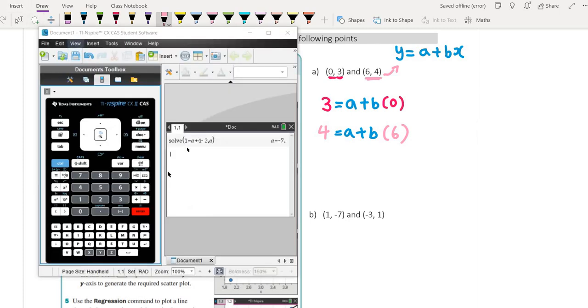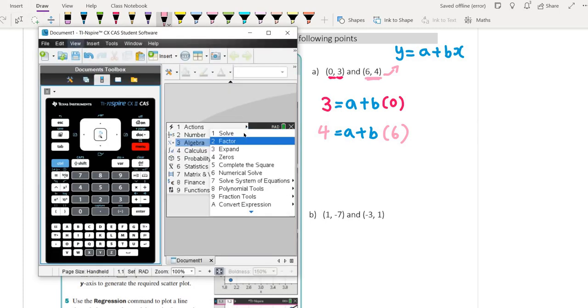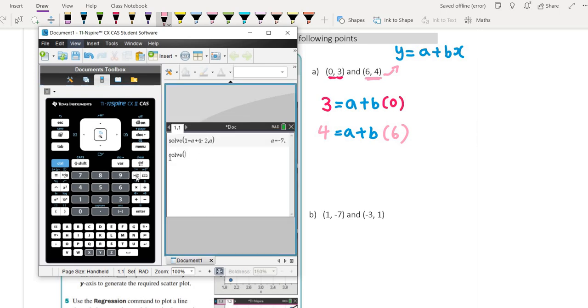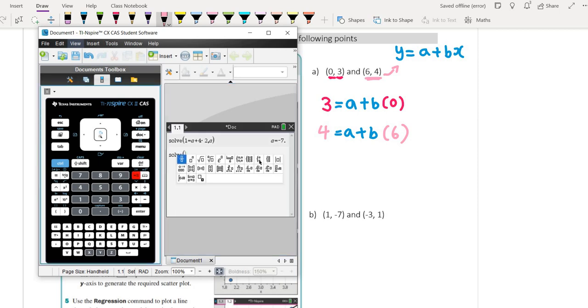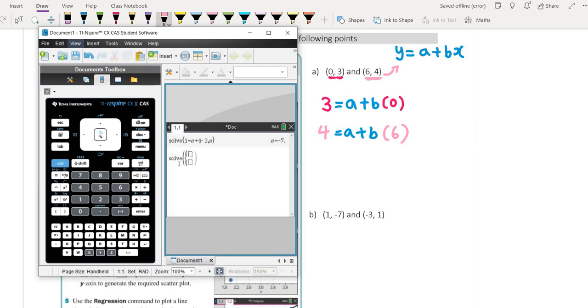So what I like to do, go into menu algebra, solve, and then press this button here that's next to the book, and then choose this one where there's 2 boxes like that, and then it has these 2 boxes. Actually, there's an even better way, I just realized as I was doing it.